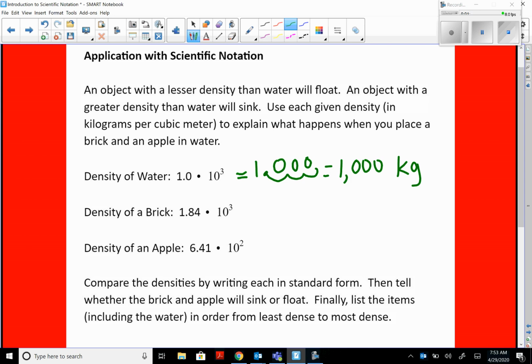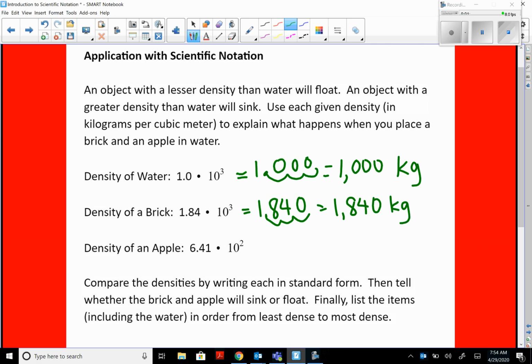The density of a brick, this one also is a number in scientific notation with a positive exponent. 1.84 times 10 to the third power, which means I'm moving my decimal 3 places to the right. I'm going to fill in a 0 here because there's not a number. So that means the density of a brick is 1,840 kilograms per cubic meter.